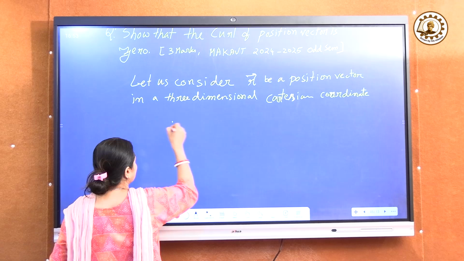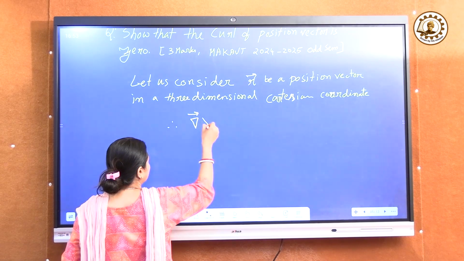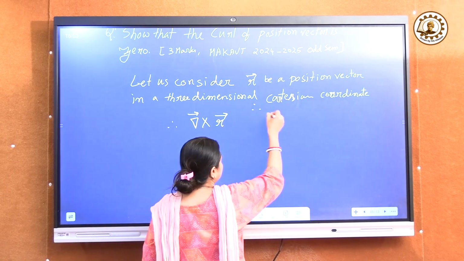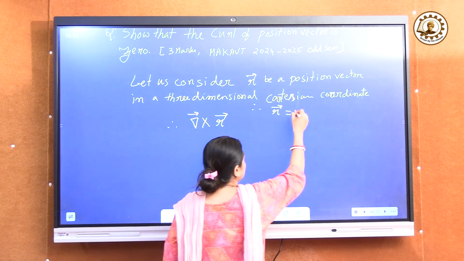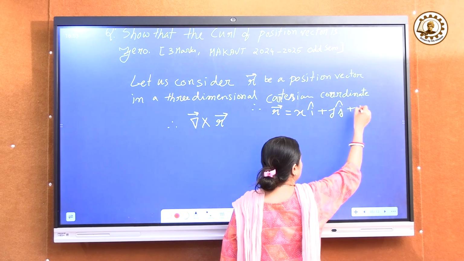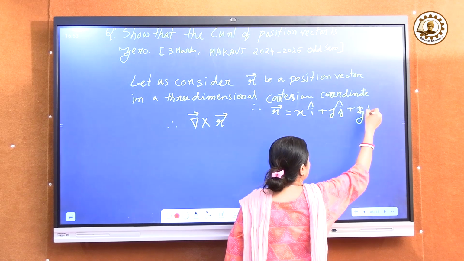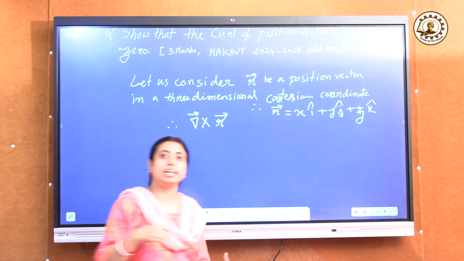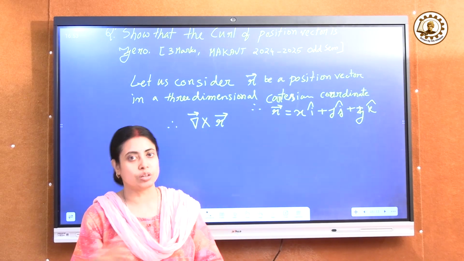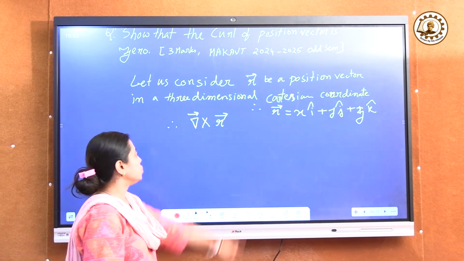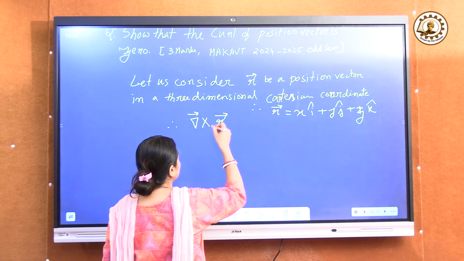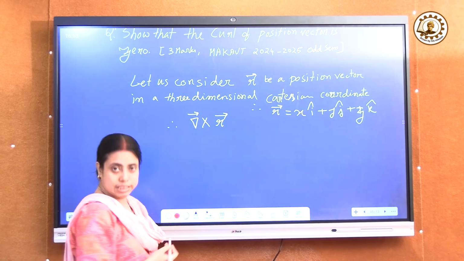So therefore, curl of R vector. R vector is x i cap plus y j cap plus z k cap. So this is my position vector in three dimensions. Three-dimensional means where the dimension is having x, y and z coordinates in Cartesian form. So this is my vector, and I have to show the curl of the position vector is 0.